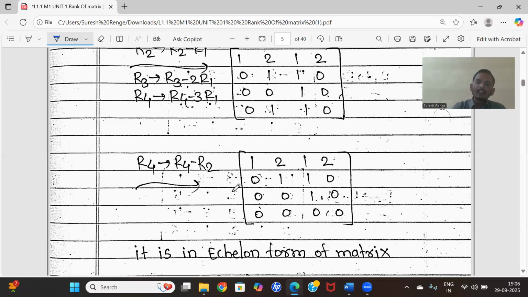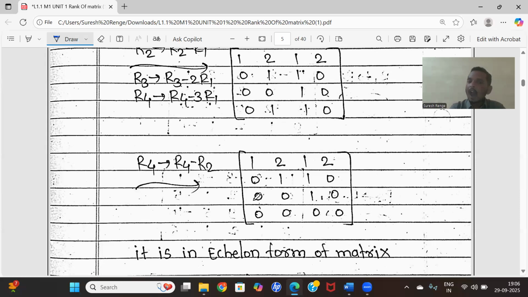Now let us observe what the leading element in R2 is. The first non-zero element available in R2 is 1. Now what do we want to do? We want to make all the elements that lie below it 0. That is already 0.